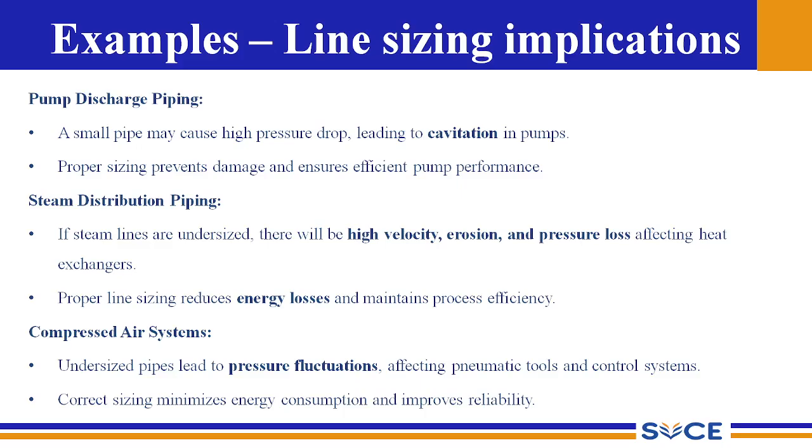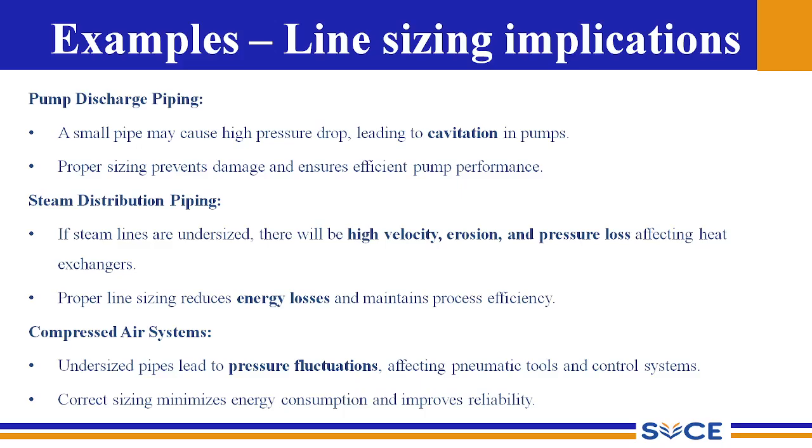In the case of steam distribution piping, if the steam lines in a process plant are undersized, the velocity of the steam traveling inside a very small diameter pipeline will be high. So if you have an inadequate line size for the entire process plant, there will be high velocity steam traveling in those undersized pipelines. This will cause erosion and pressure losses, which will affect the performance of the heat exchangers. If there is pressure loss when the steam is passing into the heat exchangers, there will be less heat transfer because of inadequate steam flow. So if you ensure a proper line size, it will reduce the energy loss and maintain the process efficiency.